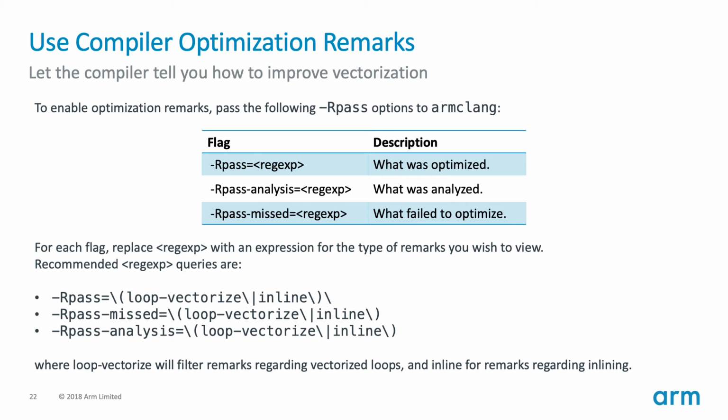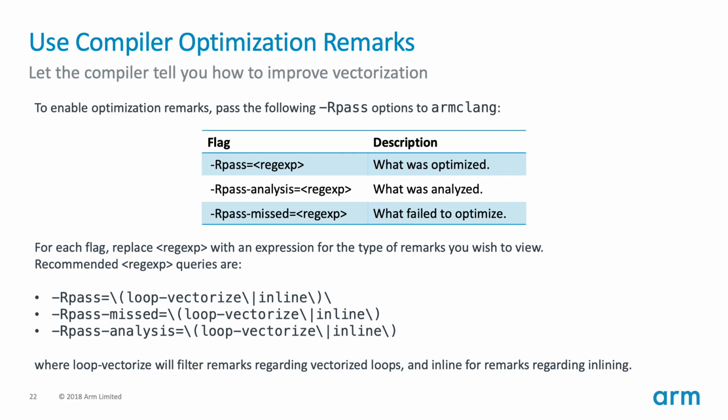As you're porting your code, you might want to take a look at vectorization and improving the performance of your code through vectorization. One good way to do this is use the compiler optimization remarks. Compiler optimization remarks will tell you what has been vectorized and what you might be able to do to improve vectorization. You pass in certain regular expressions. Now, what I've shown in the slide is actually verbatim what you would put on the command line. This is what goes on the command line.